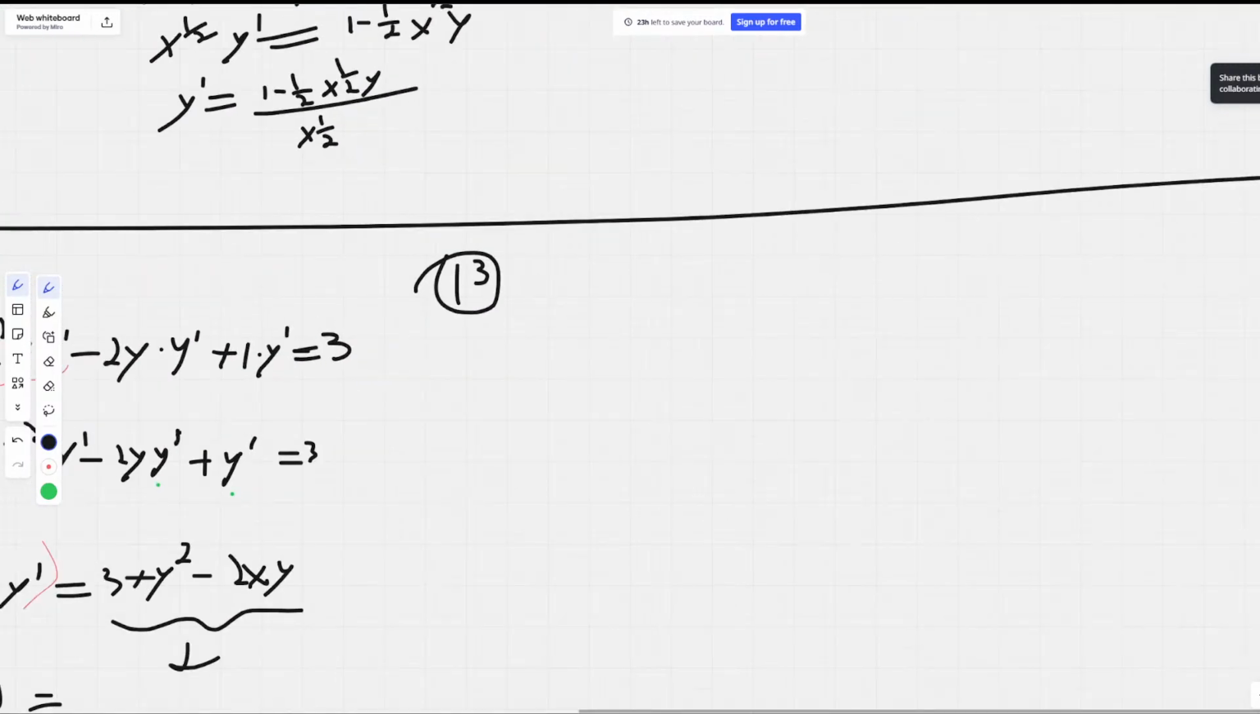Thirteen. Unlucky, lucky number 13. X squared y, the whole thing cubed, minus 6x equals y. Here's what it looks like.